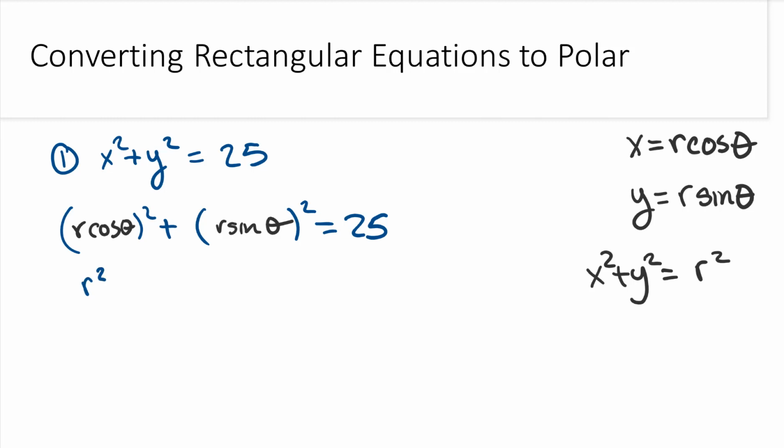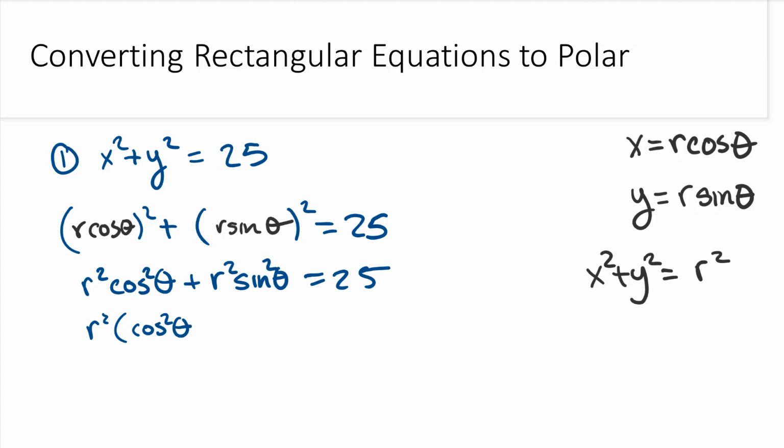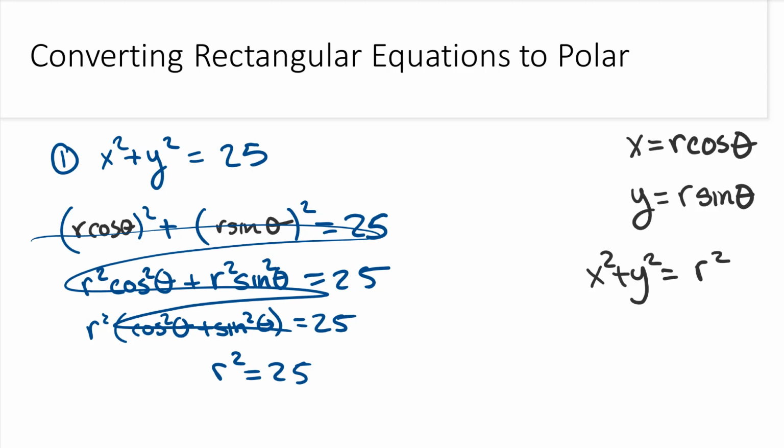So once you square it up, you get r squared cosine squared plus r squared sine squared is equal to 25. But you all remember algebra, right? You can factor it out to the front. So you get r squared times cosine squared of theta plus sine squared of theta is equal to 25. But sine squared plus cosine squared, that's equal to 1. Therefore, r squared is equal to 25. So you just see that you could bypass all of this. You didn't need any of it if you just knew x squared plus y squared was equal to r squared.